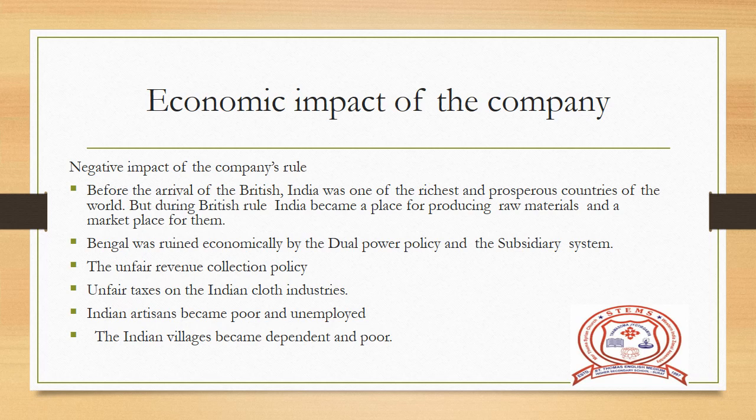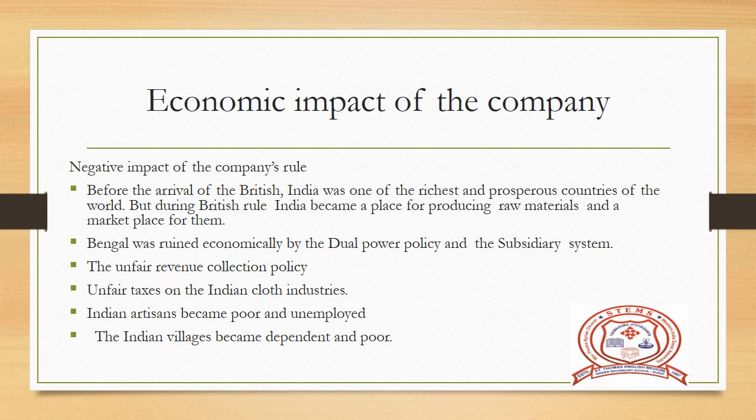The company traders forced the weavers of Bengal to sign contracts for providing definite quantity of clothes within a short period. If the weaver refused, he would be beaten severely or even jailed. Before the arrival of the British, the Indian villages were self-reliant and prosperous, but under the British rule, they became dependent and poor. These were the negative impact of company's rule.